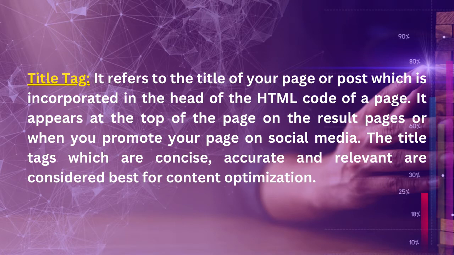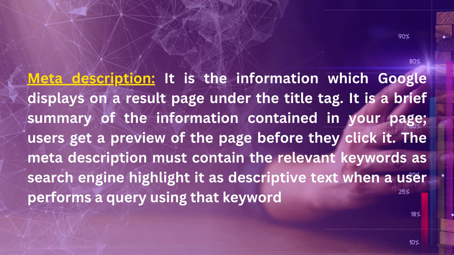And the next one is meta description. It is the information which Google displays on a result page under the title tag. It is a brief summary of the information contained in your page. Users get a preview of the page before they click it. The meta description must contain the relevant keywords as search engines highlight it as descriptive text when a user performs a query using that keyword. Keep the length of your meta description around 150 characters, including spaces, for better results.